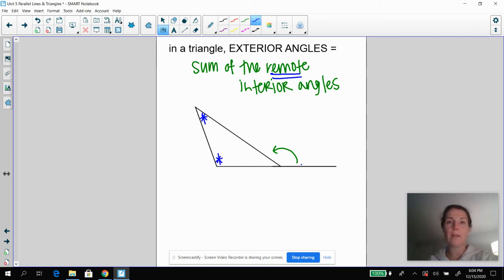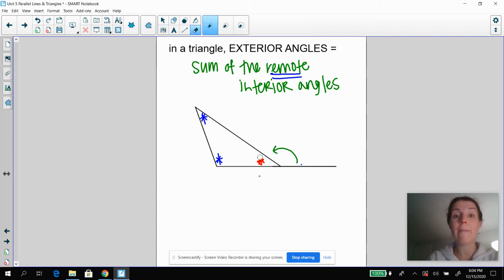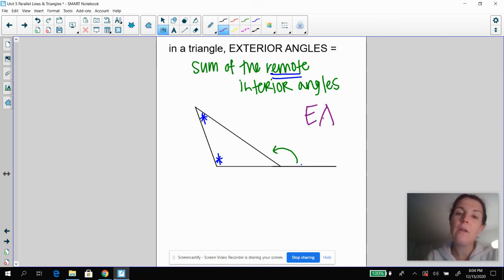So the remote interior angles mean the two angles, this one and this one, that are furthest from this exterior angle. So this angle right here is going to be the supplement of my exterior angle. So I'm not talking about this one. I'm talking about the ones that are furthest away. And this is what we lovingly refer to as the exterior angle theorem, EAT, EAT or EAT, as one of my students once said.